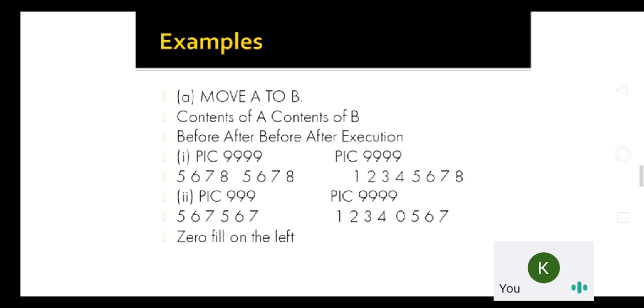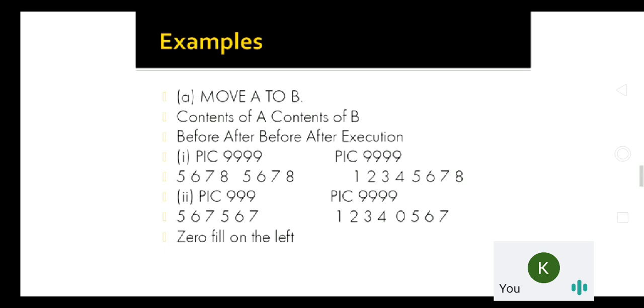Now what is happening here? Before execution, the value of B is 1 2 3 4. After using the MOVE verb, the value of B will be changed to 5 6 7 8. So this is before execution and then after execution. For identifier A you have before and after execution, and for identifier B also you have before execution and after execution.